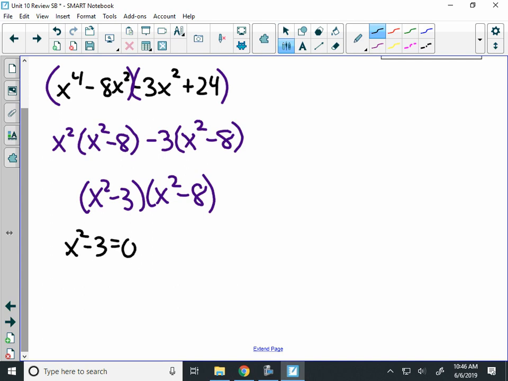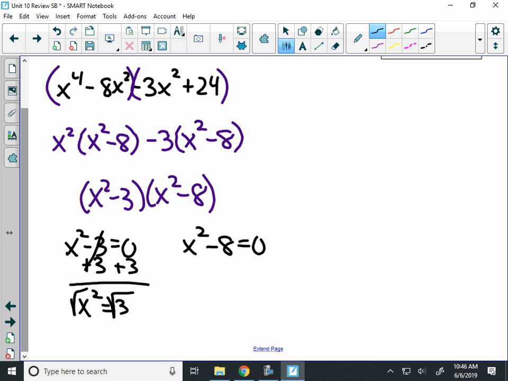Very similar to the first problem, how we're going to solve these. All right, I'm going to start by adding 3 to both sides. X squared equals 3. And then when I take the square root, I have to put my plus or minus. So two of my solutions are positive or negative radical 3.